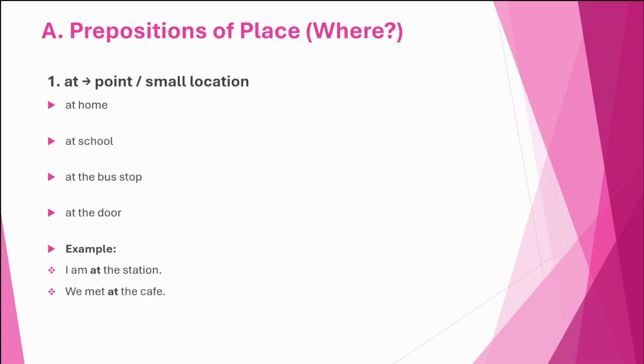And the second example is, we met at the cafe, that is, I met with someone at the cafe. And the third one is, she is waiting at the gate, that is, she is waiting for someone exactly at the point where the gate is. So this is how you can use the preposition at in your English sentences.